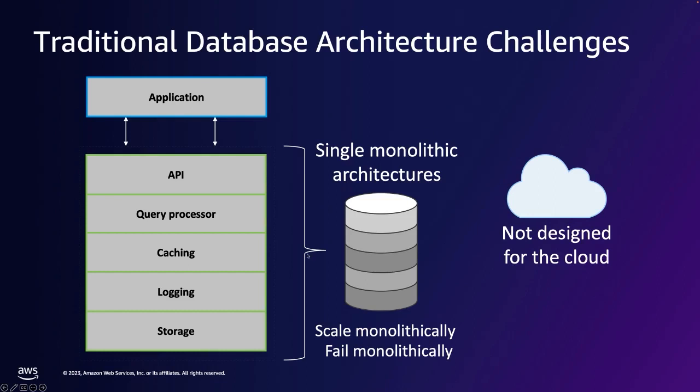Traditional database architectures were not designed for the cloud. They are built as single monolithic architectures. They scale monolithically and they fail monolithically, optimized for a single instance with a disk attached to the compute itself. Everything is built on a single physical machine. For example, your API talks to your query processor, which is responsible for figuring out how to get the info you're asking for, your working set cache for performance, your write-ahead logging, and even storage. They're all part of the single infrastructure. If you need more of something, say a local cache, then everything needs to scale together and will fail together.